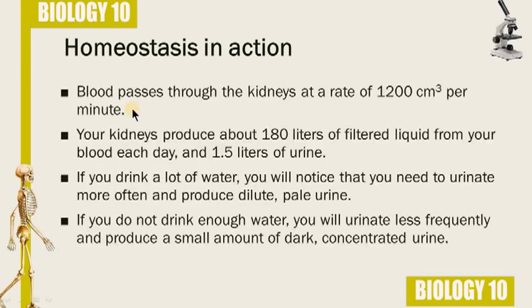Homeostasis in action. Blood passes through the kidneys quickly. The kidneys then produce a significant amount of liquid from the blood that passes through as urine. The more water we consume, the more urine we produce. The less water we consume, the less urine we produce.